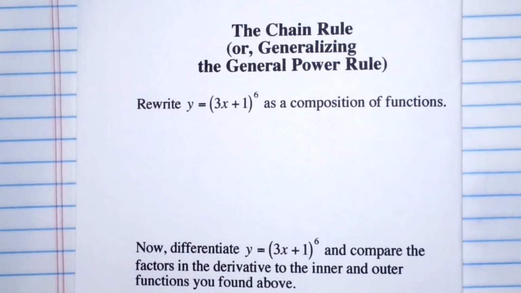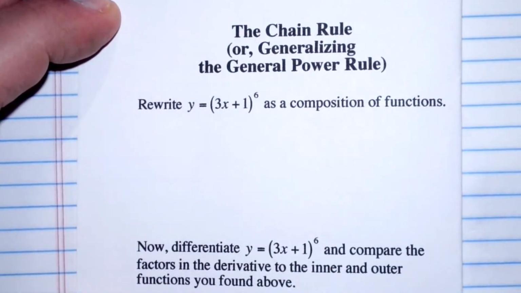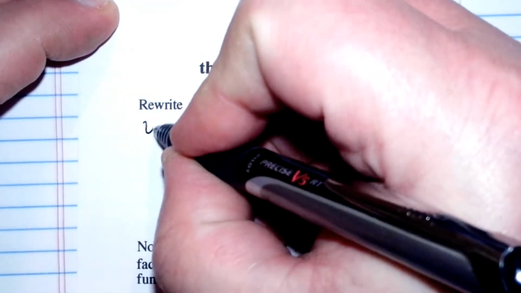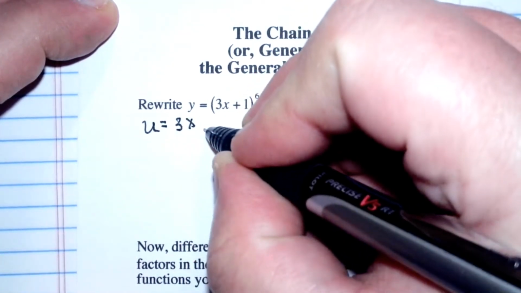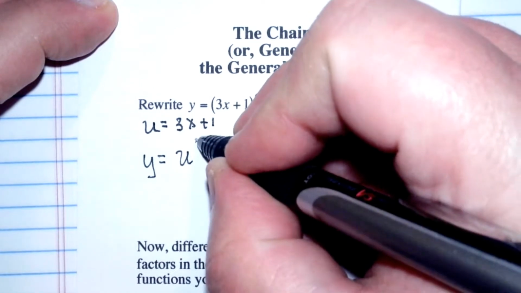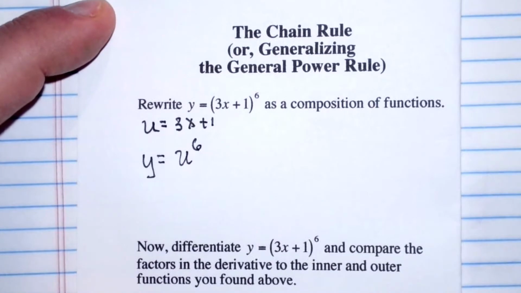1. We're asked to write that as a composition of functions. So here's the way I'm going to do that. I'm going to give the inside function its own name. I'm going to call the inside function u. So u equals 3x plus 1. Then y is u to the sixth. Now that doesn't look quite like the f of g of x notation we've used before, but it is the same kind of thing.